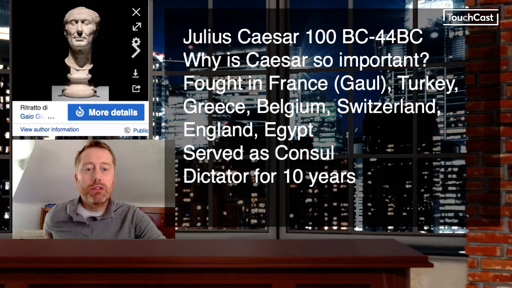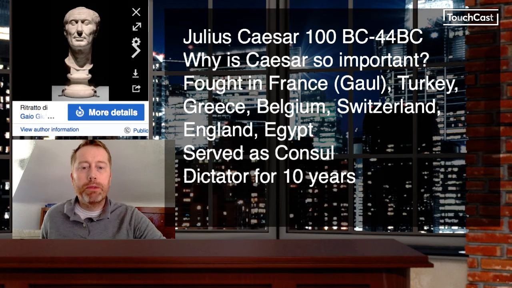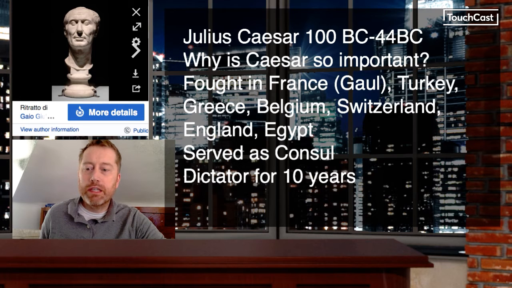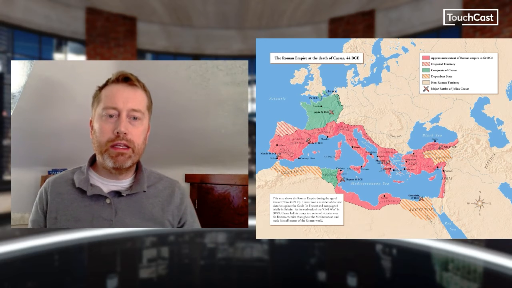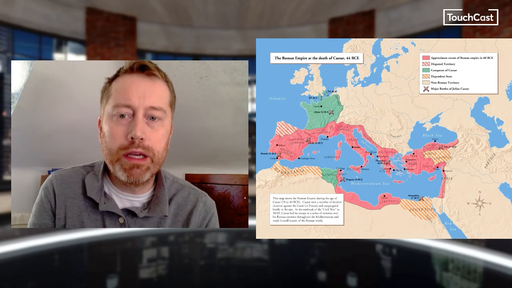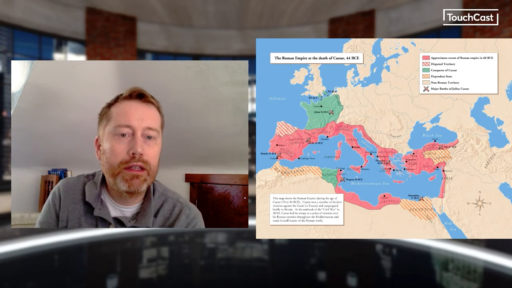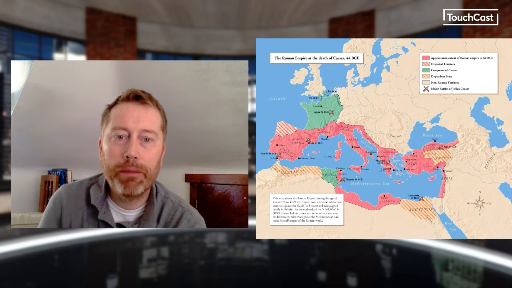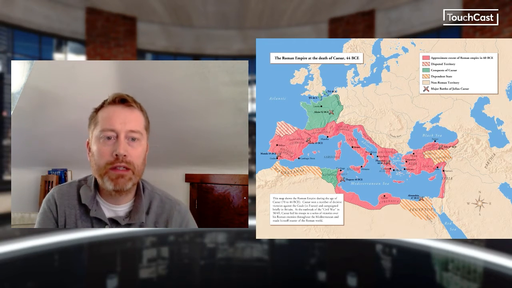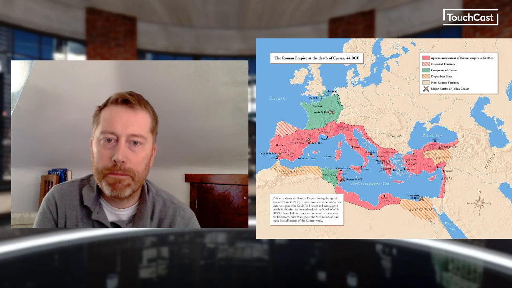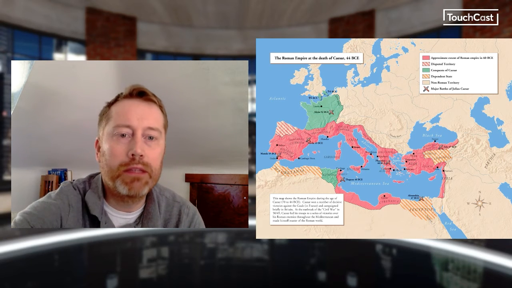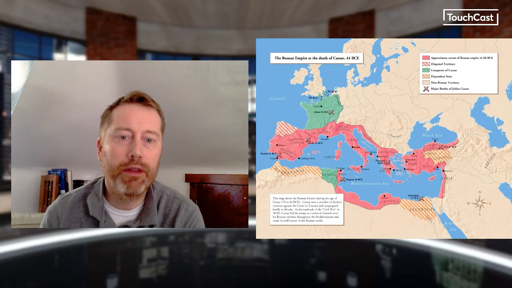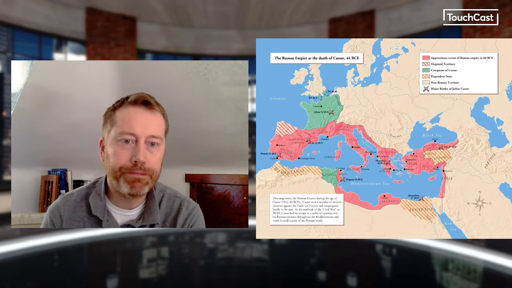He served as consul for 1 year, but then when he came back into Rome, he is dictator for 10 years. This is the land that he gave Rome. All the land in green here is land that Caesar added to the Roman Empire. That's pretty impressive. Big chunk of land that adds to the kingdom of Rome, the empire, or the Republic of Rome at this point.